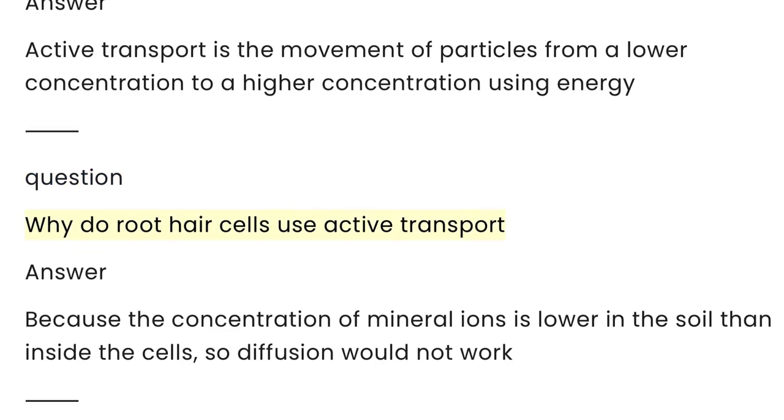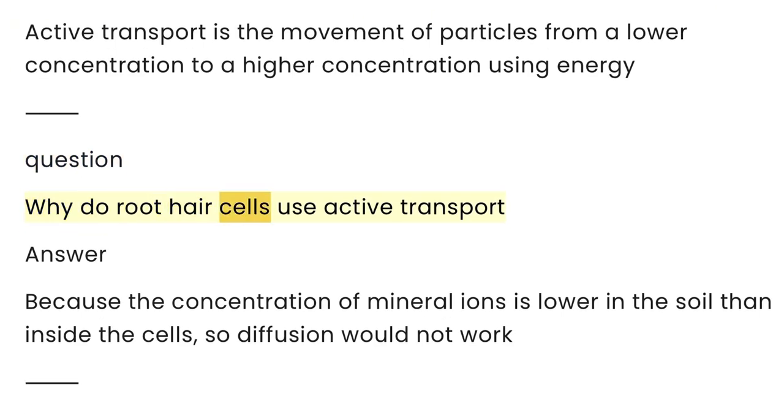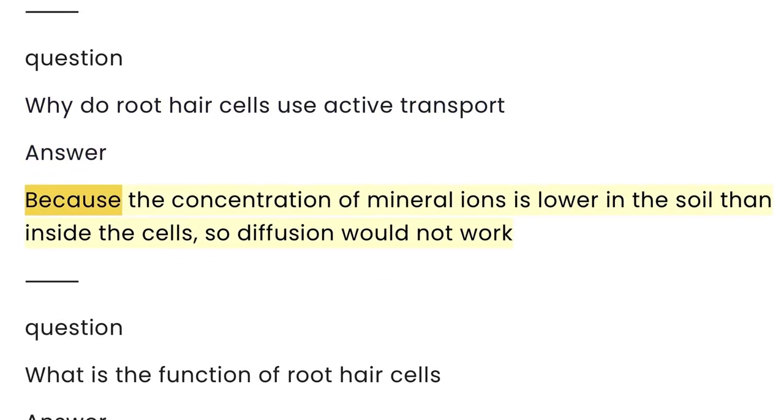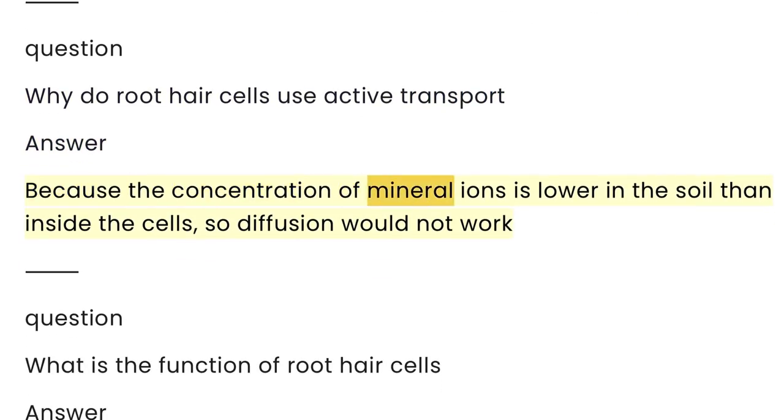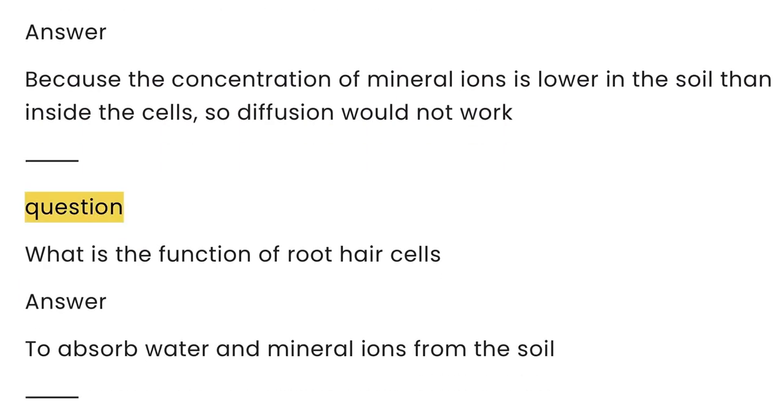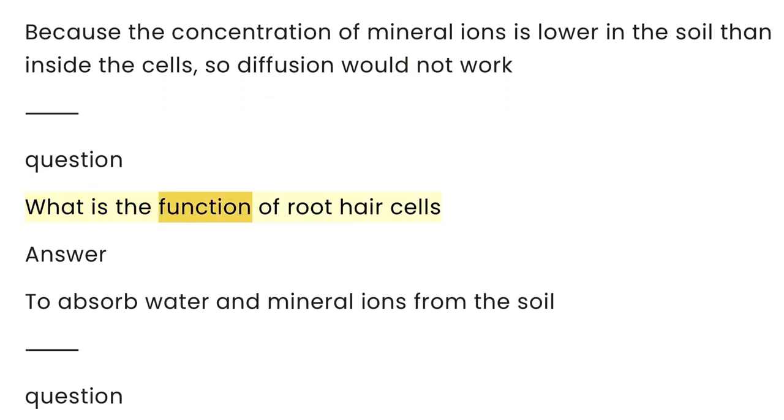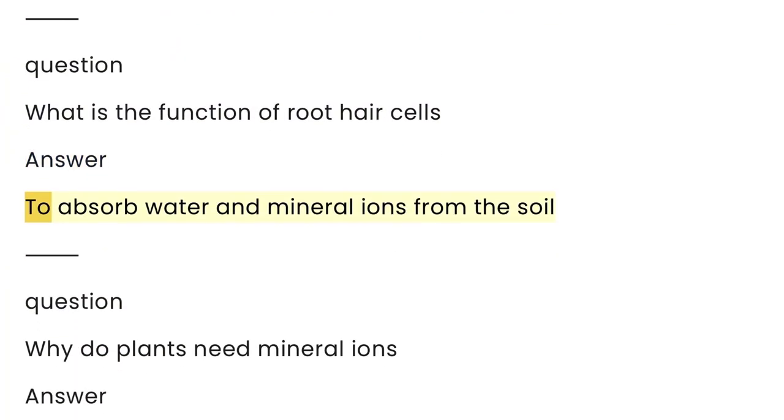Question. Why do root hair cells use active transport? Answer. Because the concentration of mineral ions is lower in the soil than inside the cells, so diffusion would not work. Question. What is the function of root hair cells? Answer. To absorb water and mineral ions from the soil.